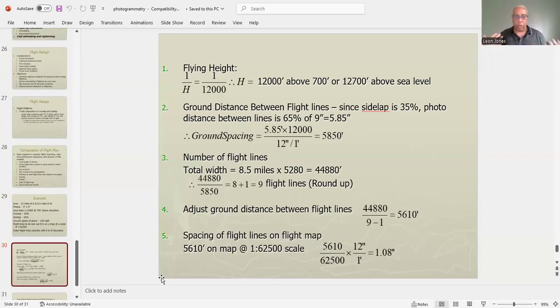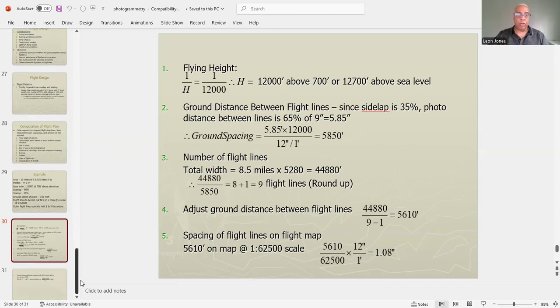And then you're going to take 5,610 and divide it by 62,500, which is your scale. And that's what your spacing is going to be on your map. So at 5,610 feet on a map, in which you have a scale of 1 to 62,500, your spacing is going to be 1.08 inches. So again, you're going to take your feet and you're going to convert your feet into inches.